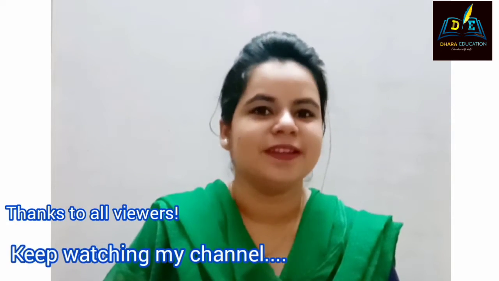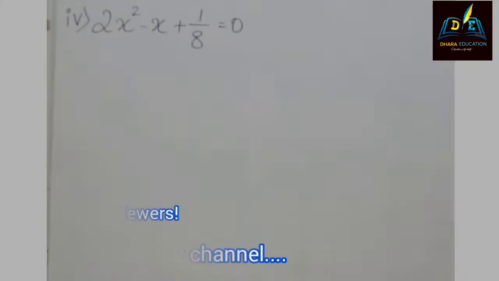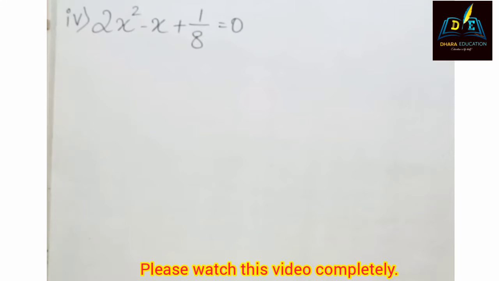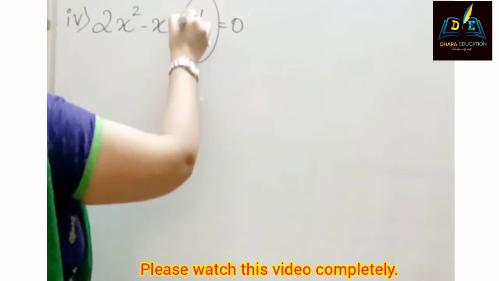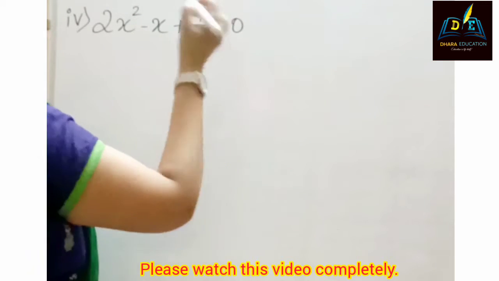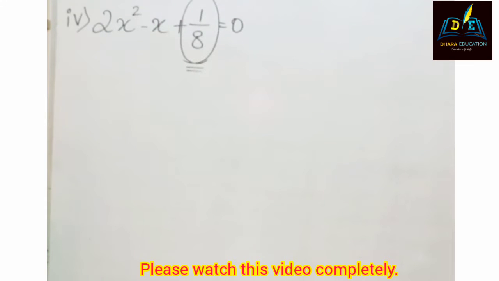Of CBSE, this is the continuation part of exercise 4.2 question number 1. This is the sub question, that is 4. So in this particular question you can very well see that there is another way, that is this. This is something different, right? So it is very much easy. As I will solve it, you will come to know how to solve this kind of sums. So let's start.